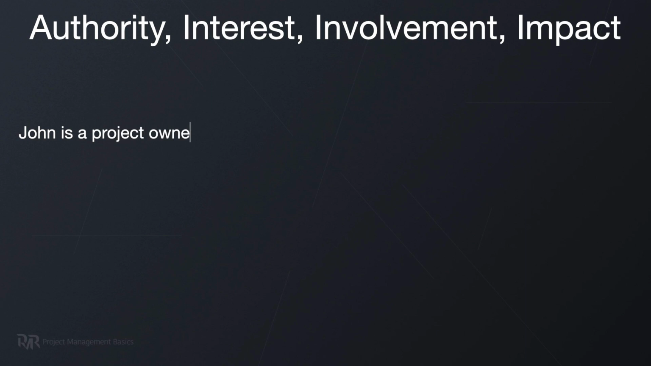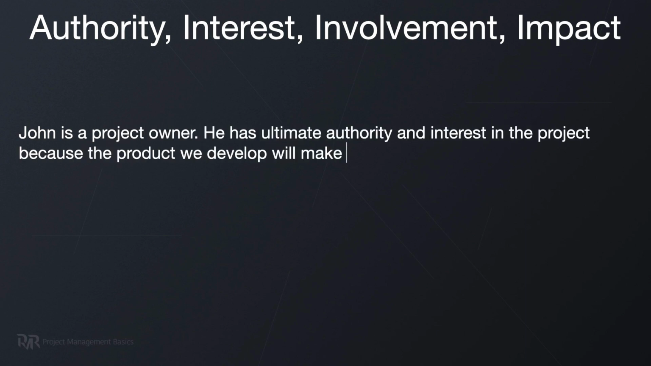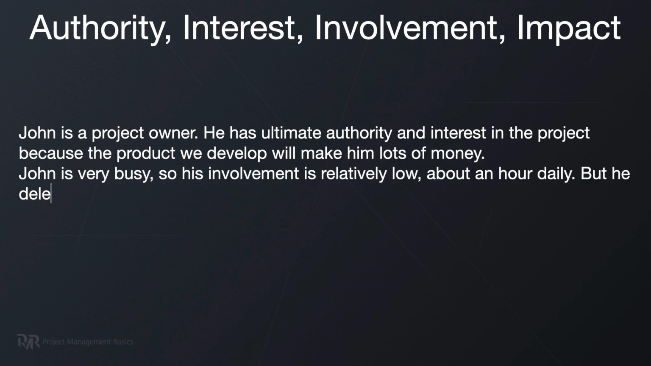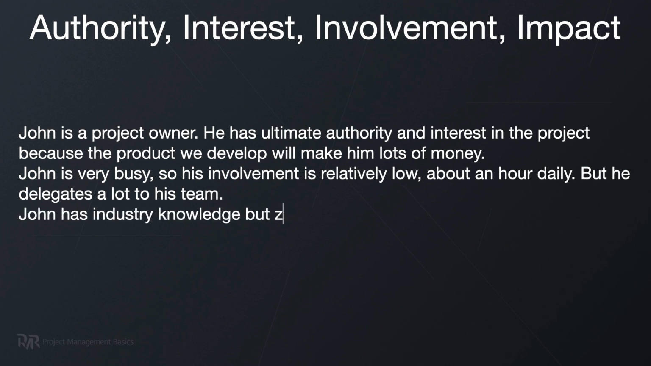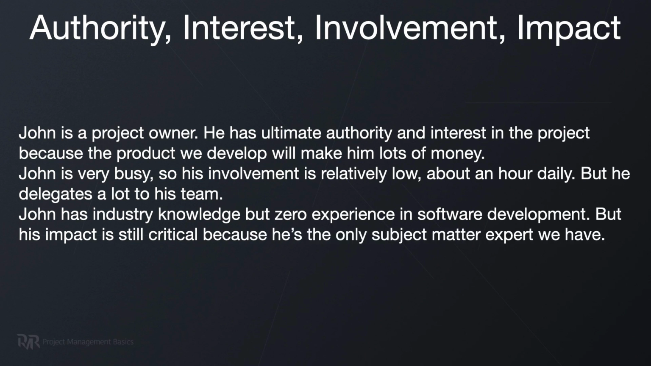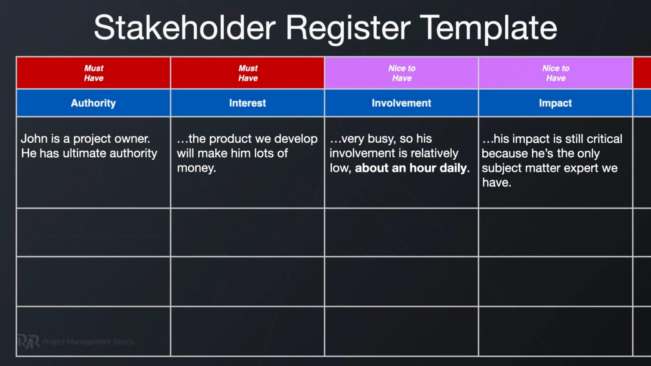Don't get too prescriptive and don't label people. So, for example, John is a project owner. He has ultimate authority and interest in the project because the product we develop will make him lots of money. John is very busy, so his involvement is relatively low, about an hour a day. But he delegates a lot to his team. John has industry knowledge, but zero experience in software development, but his impact is still critical because he's the only subject matter expert we have.